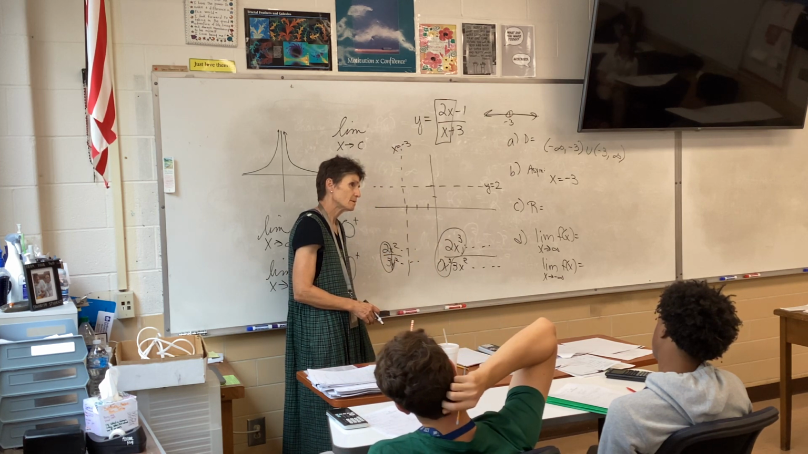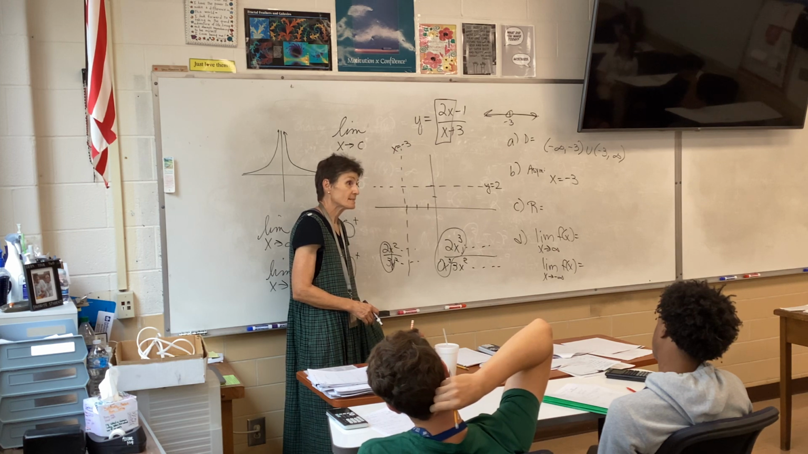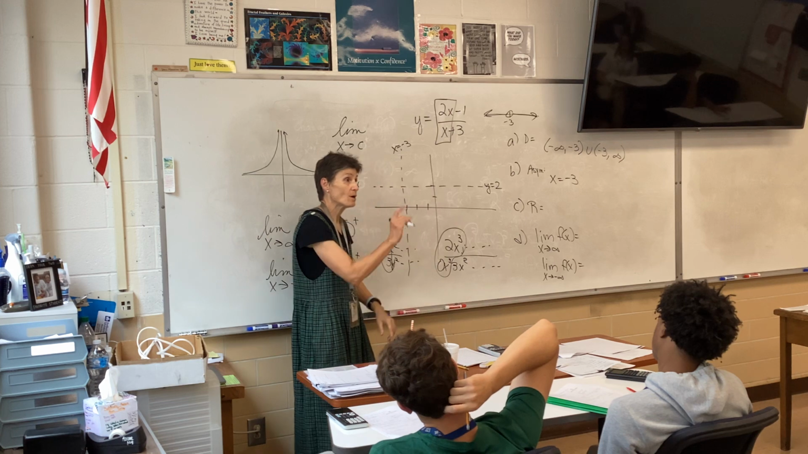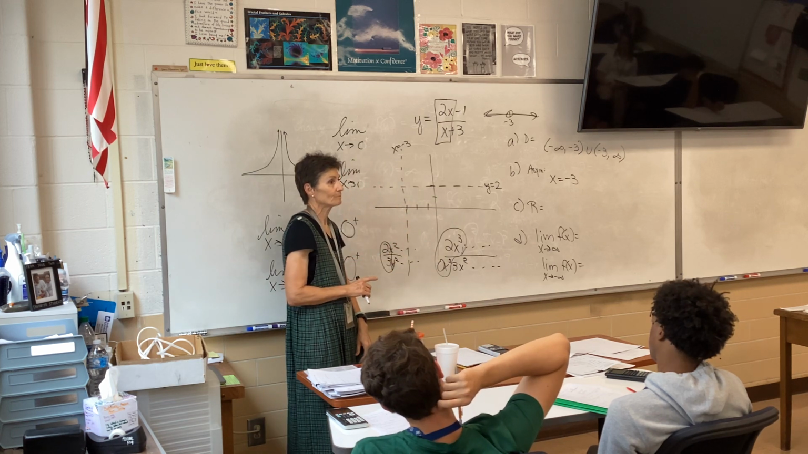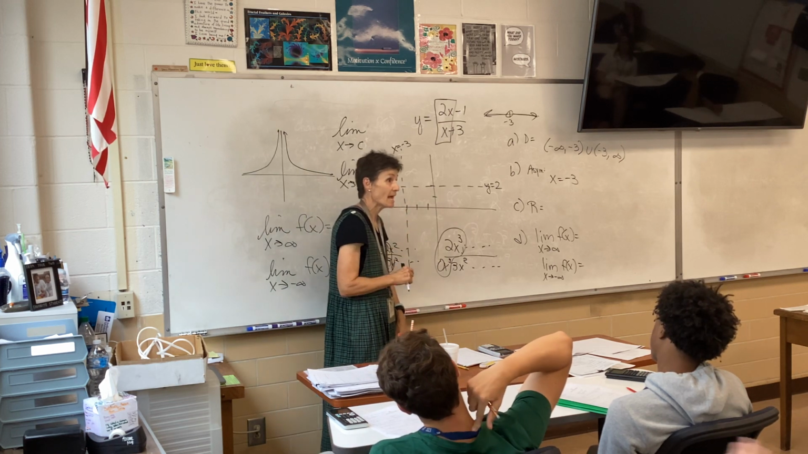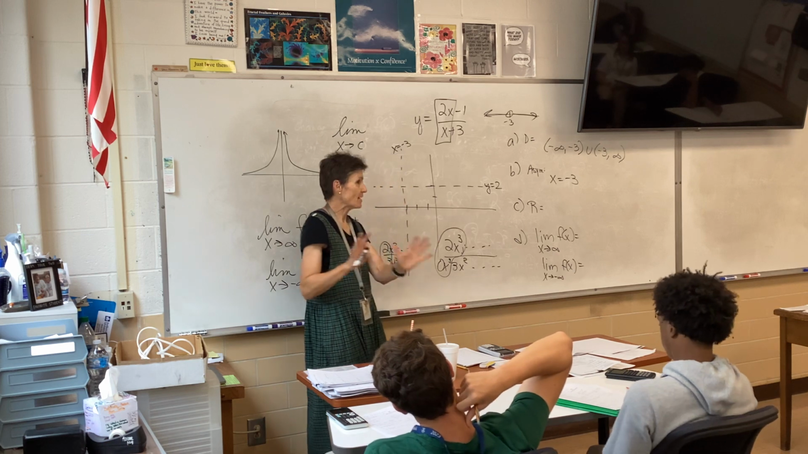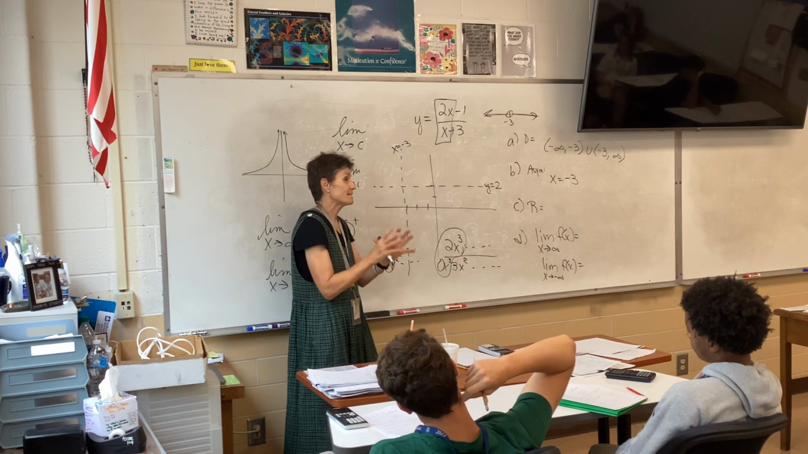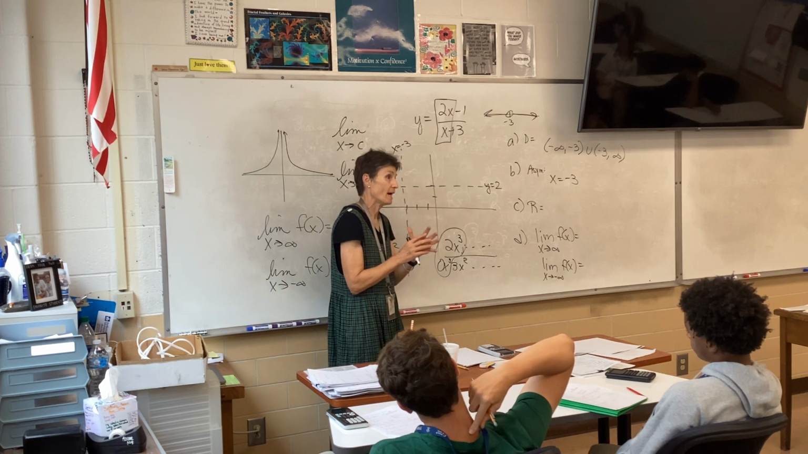What's that? Doesn't exist? So this thing does not have a horizontal asymptote. It does have an end behavior asymptote, and that's a discussion for another day, because that's a lesson that we need to do. But it does not have a horizontal asymptote.